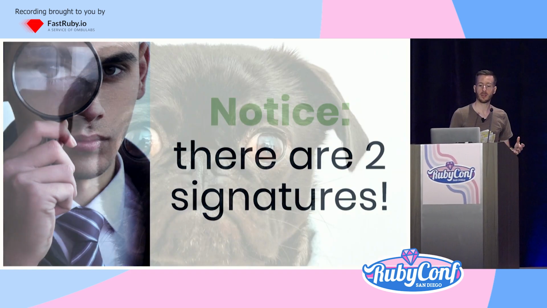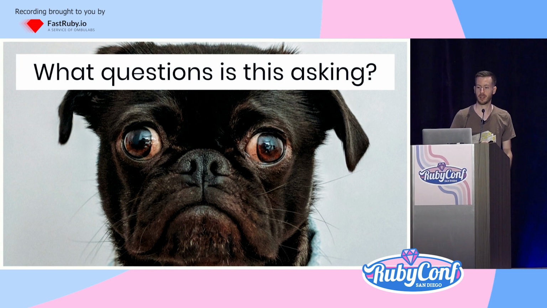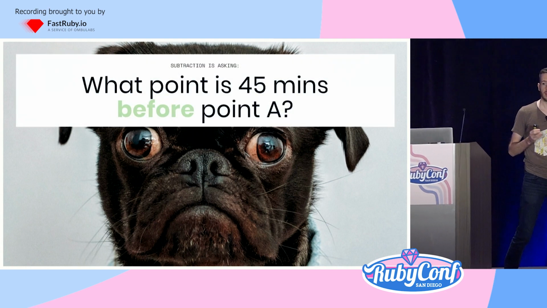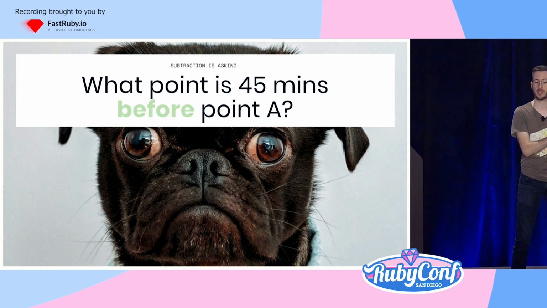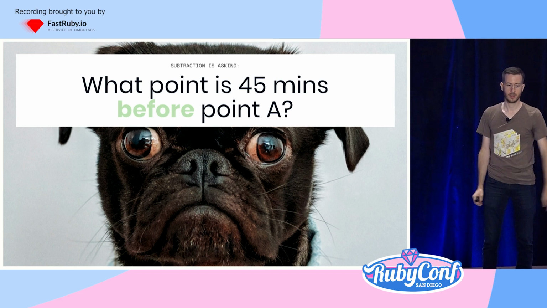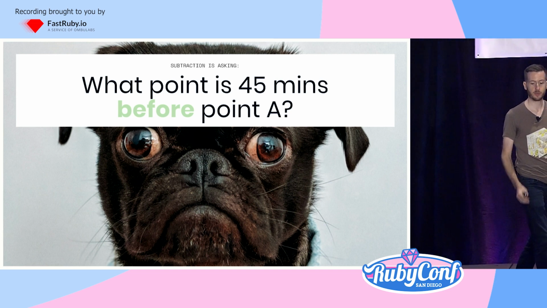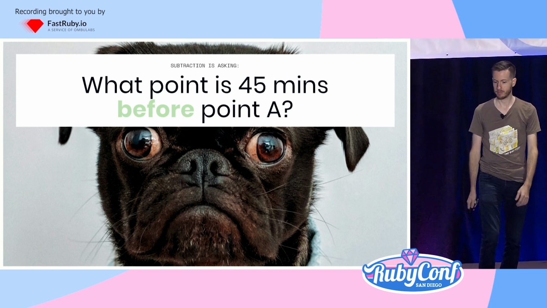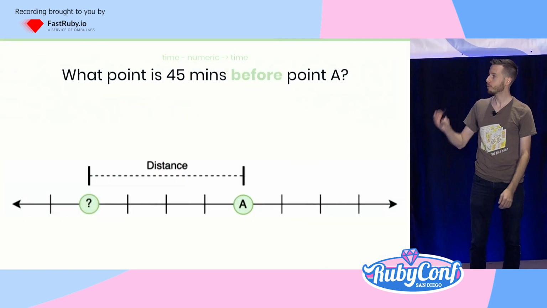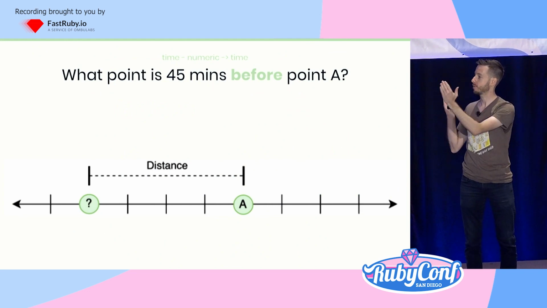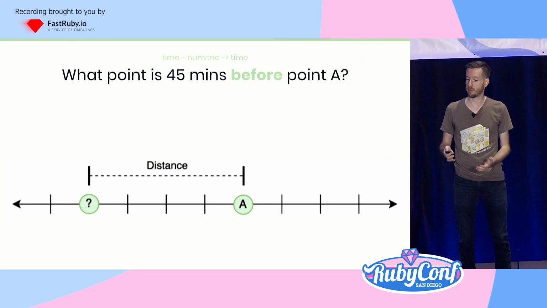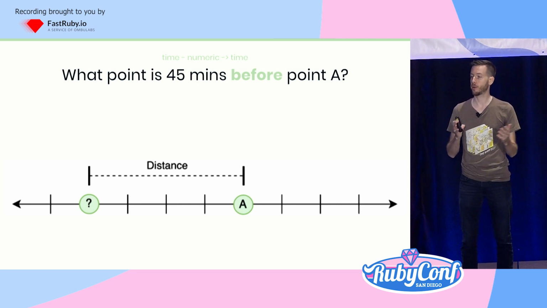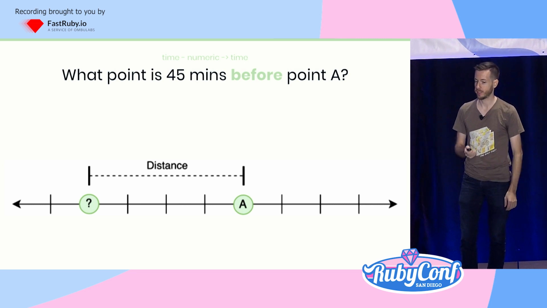Well, as always, I like to ask, what question is this operator asking? And in the case of that first signature, it's asking basically the inverse of what the plus operator was asking. The plus operator asked, what point is, let's say, 45 minutes into the future? And the minus operator is asking, what point is 45 minutes in the past? And again, we can see that visually. We have a point A, we have some distance, and we ask, what is that point shifted out into the past? So just like with addition, it makes sense. We have a point in time, we have a duration, and those are the 2 values that we combine to get that third value.